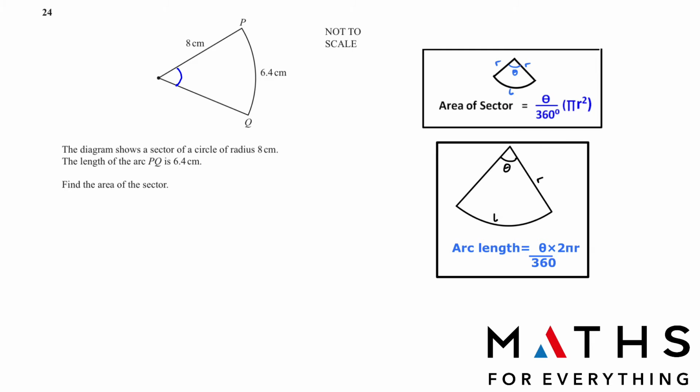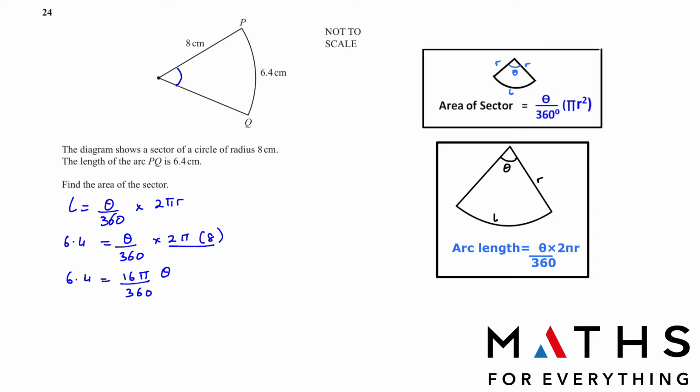So let's start with that. Arc length is equal to theta over 360 multiplied by 2 pi r. Arc length is 6.4 and our radius is 8 centimeter. Now there are various ways of solving it. If you want, you can first put in the calculator here. Do not put the theta, only the top. 2 multiplied by pi multiplied by 8 will give us 16 pi theta over 360.